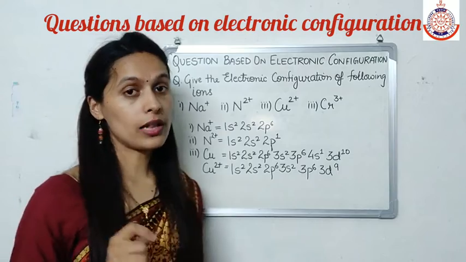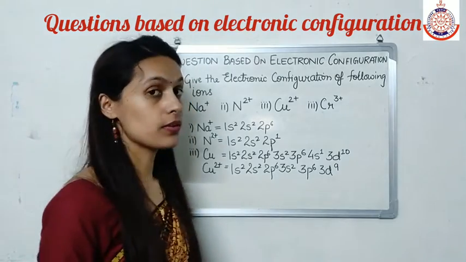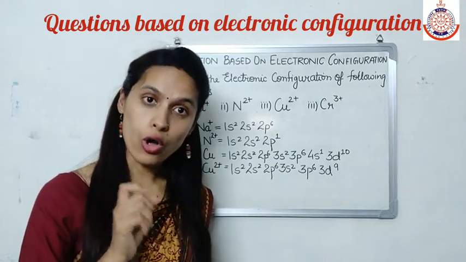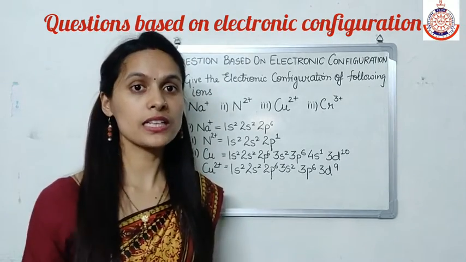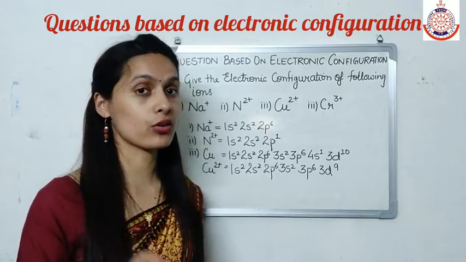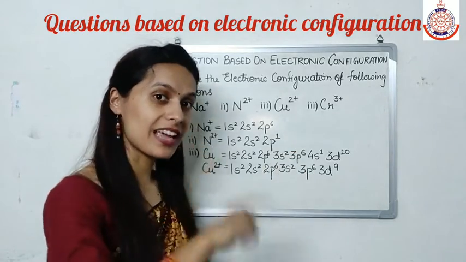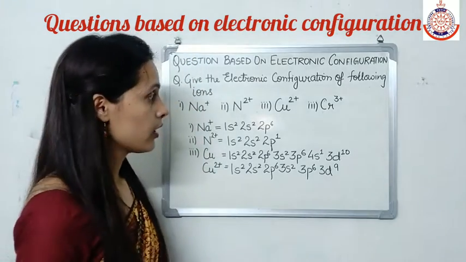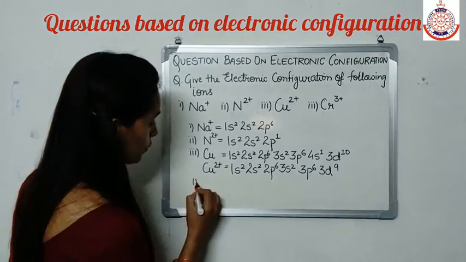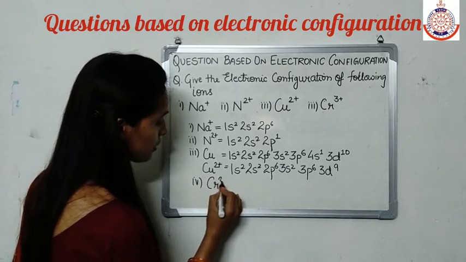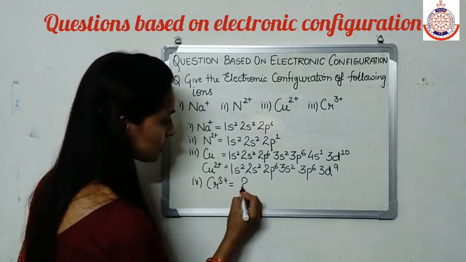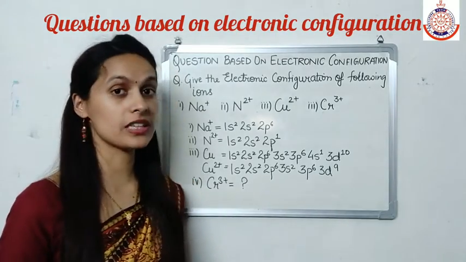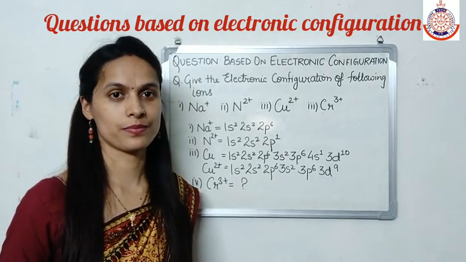In all the elements where we fill electrons first in 4s and then in 3d, while removing the electrons, we'll remove the electron from 4s first, and then we'll remove the electron from 3d. Now the fourth one, that is Cr3+. This one is your homework. You have to show me the configuration of Cr3+.